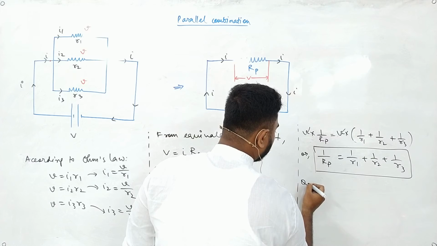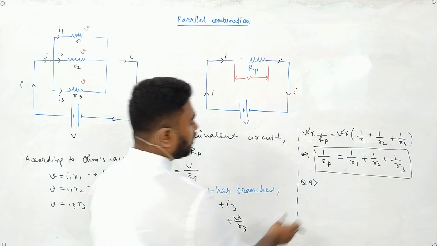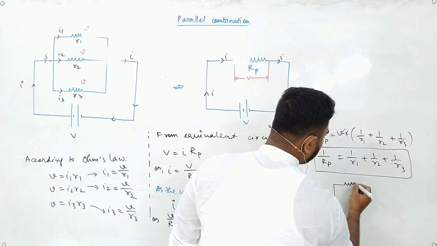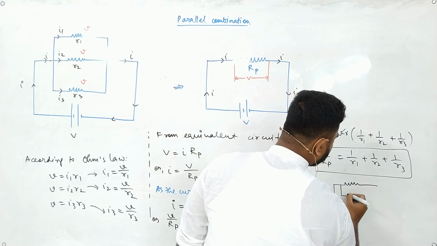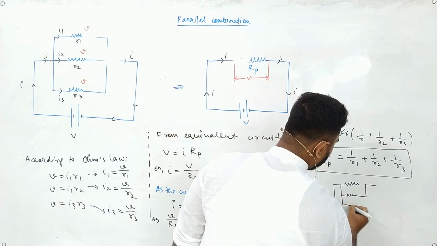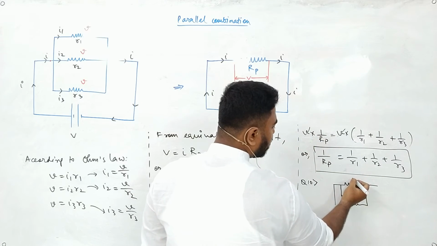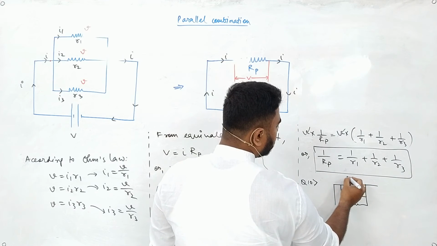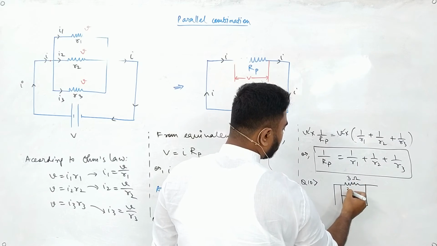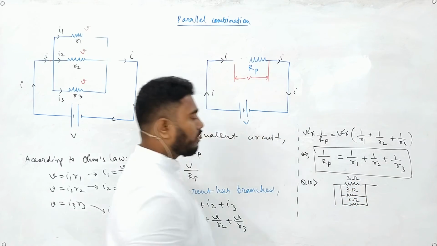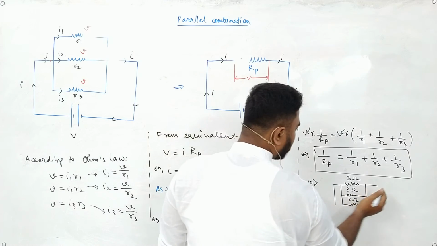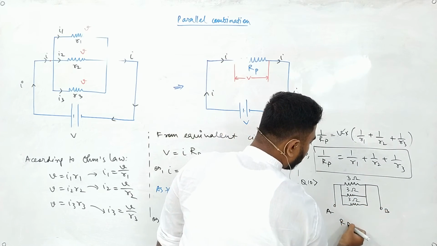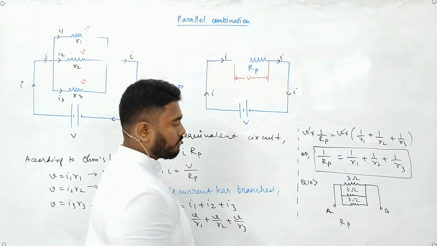Question number 10. For this combination, where each is of 3 ohm, find out the equivalent resistance across the terminals AB. Find out R parallel across AB. First.